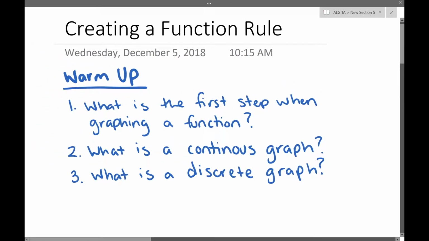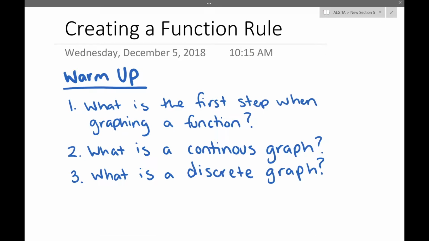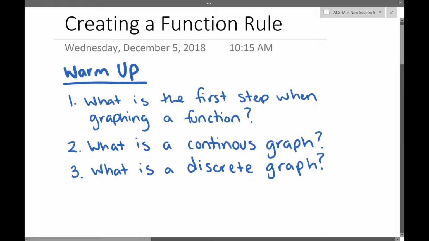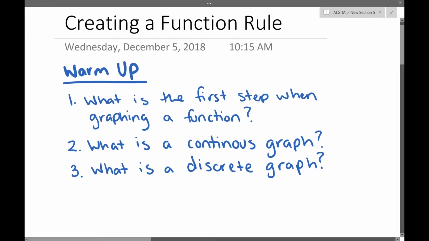Right now, you will have about 5 minutes to do these 3 questions for the warm-up. So I will put a timer for 5 minutes, and you will stop the video, wait 5 minutes, and then go from there. So pause the video now, put 5 minutes, answer these 3 questions. It should only take you honestly 2-3 minutes. I will be checking these. Make sure that you have today's title, which is creating a function rule. Alright, so pause the video now.